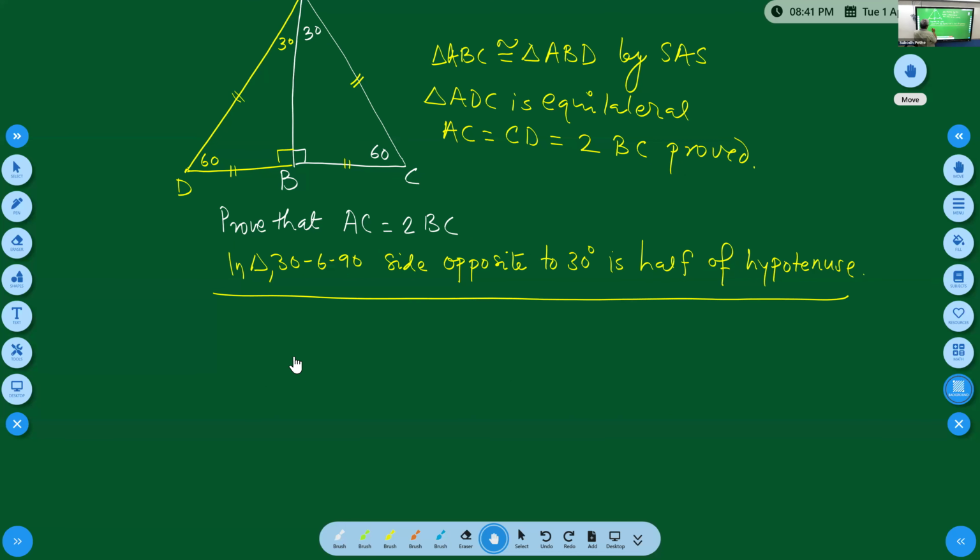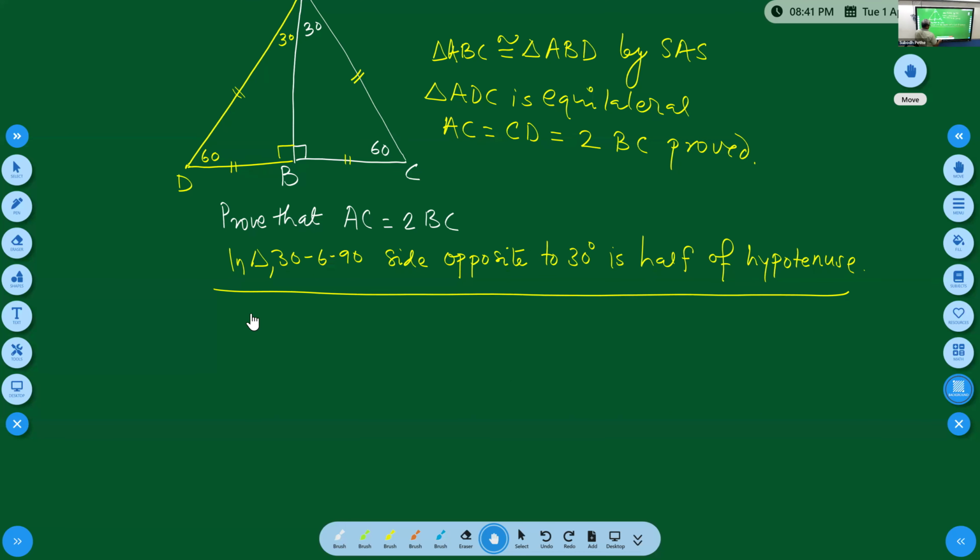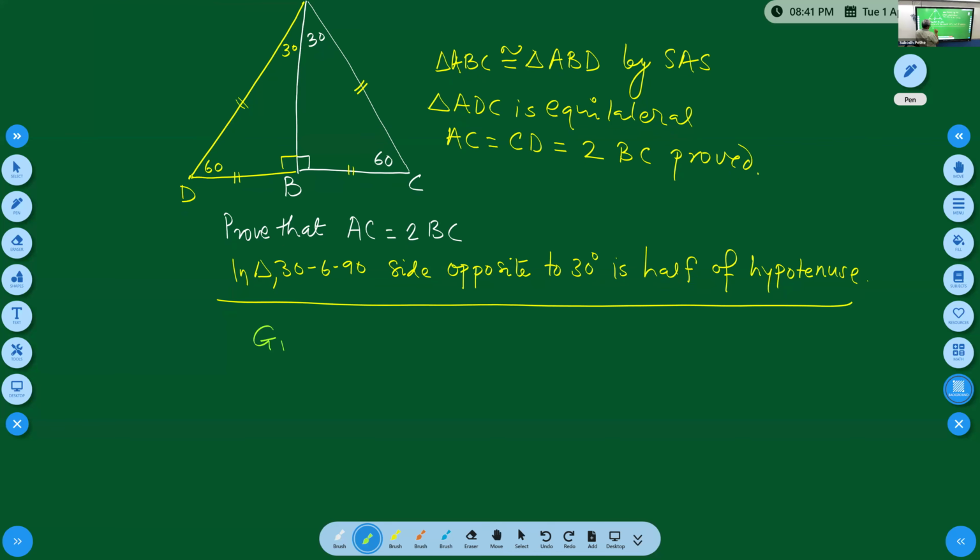So in 30, 60 degree given same configuration, angle A equal to 30, angle C equal to 60, angle B equal to 90. If AC is equal to 10, find AB and BC. Simple.